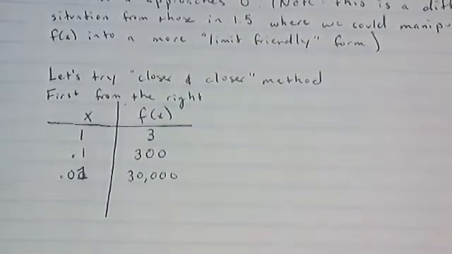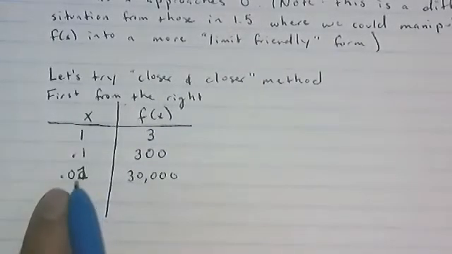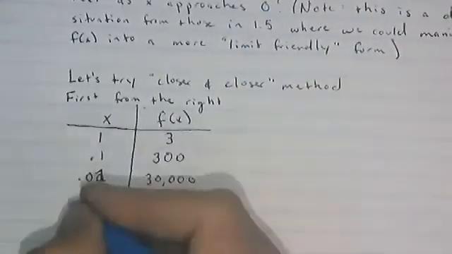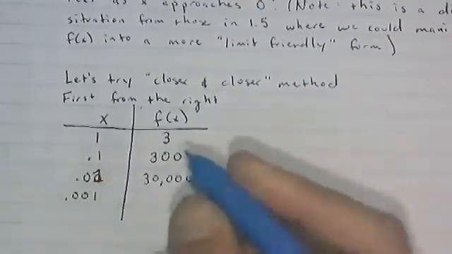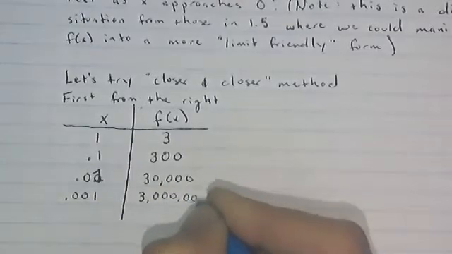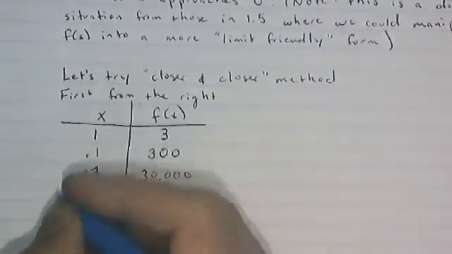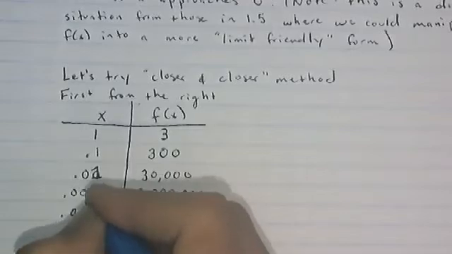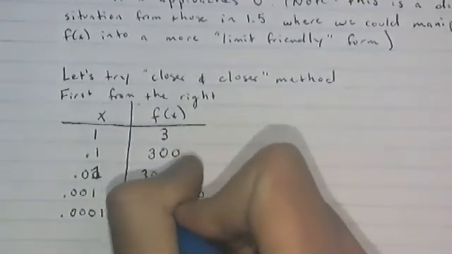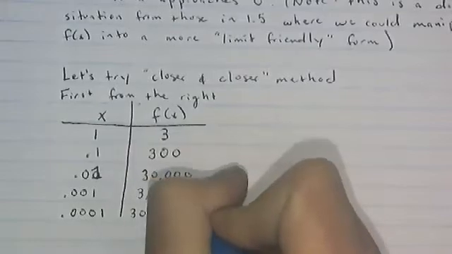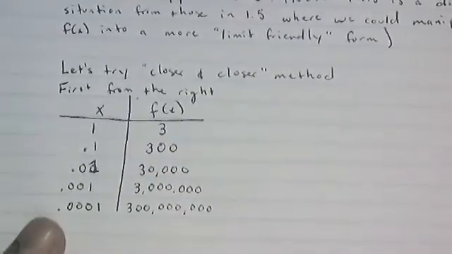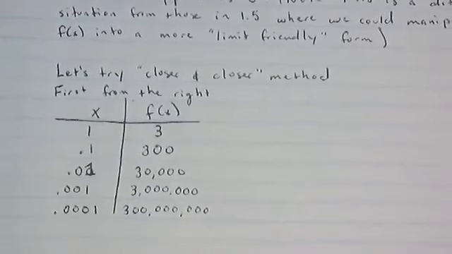Adding a couple zeros each time. But the addition of this 1 zero turns into 2 zeros when you square it. You do 0.001, end up with 3 million. We'll do one more. 0.0001 gives you 300 million. Yikes. Is 300 million a big number? For sure.